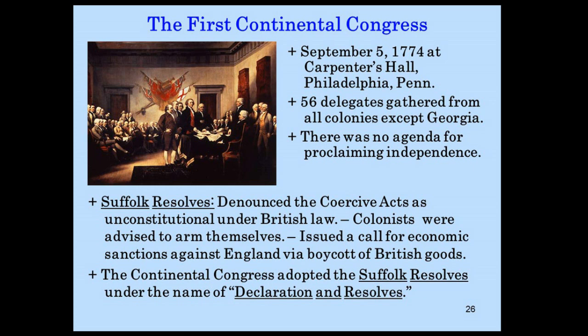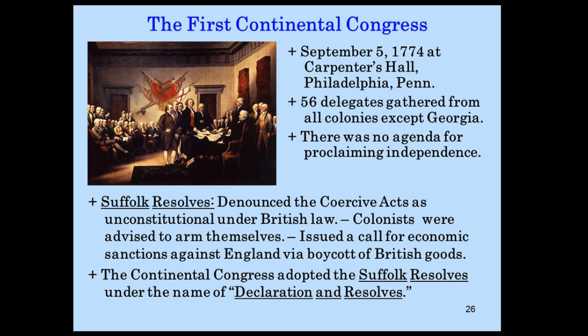These are folks who had no intention of actually proclaiming independence from England. Instead, they just wanted to arrive at a common way that they could respond to all the British revenue events and, again, the most recent activities taking place in Massachusetts colony.